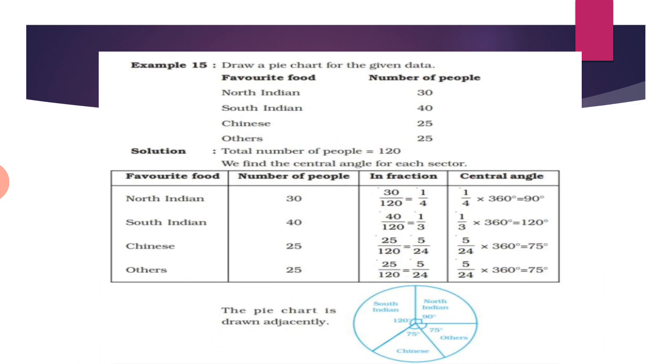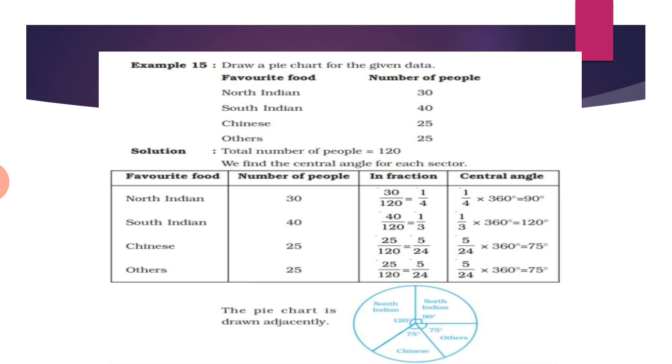Now look at the question given, that is favorite food of different people. North Indian food, South Indian food, Chinese and others. Now the total number of people we can find out by adding 30, 40, 25, 25. We get the answer as 120. So we have the total frequency with us, and we also have the single individual frequency.